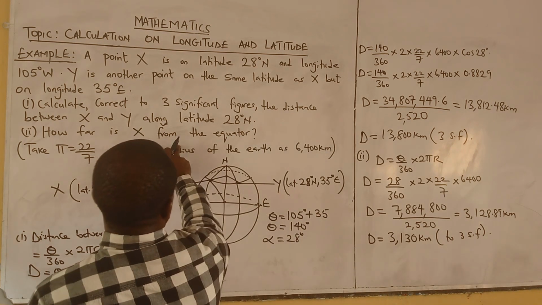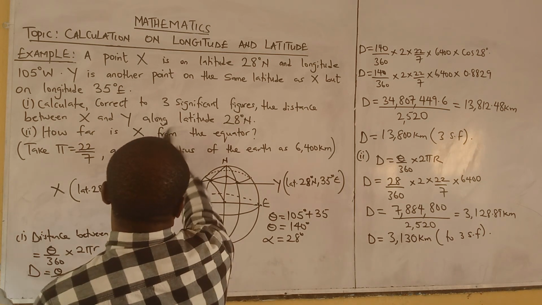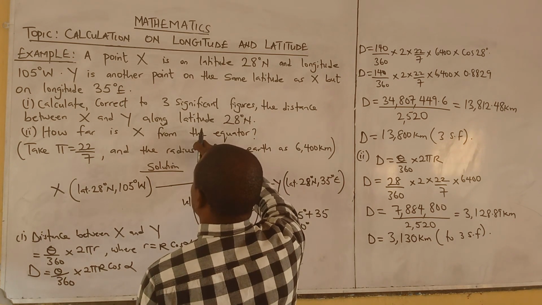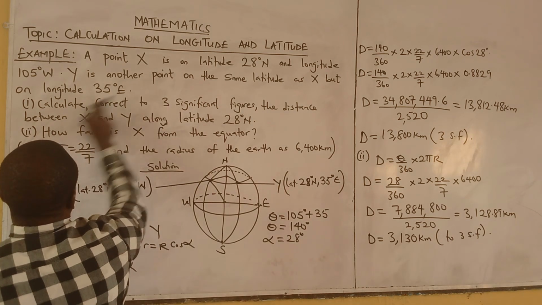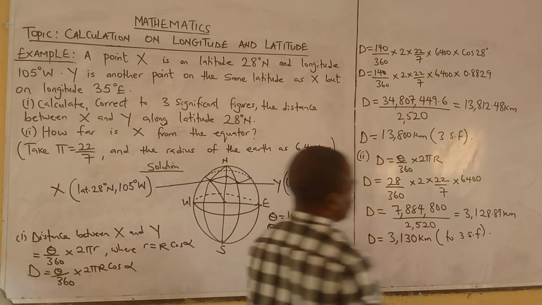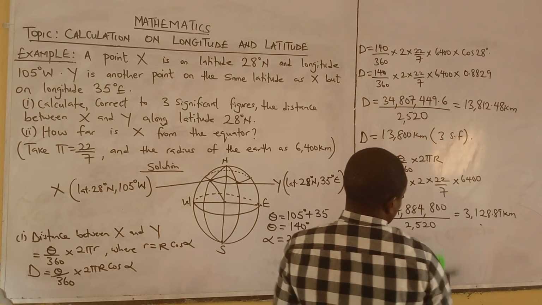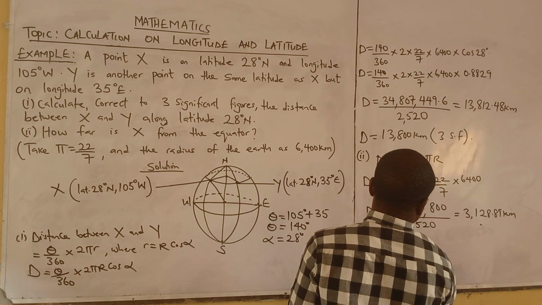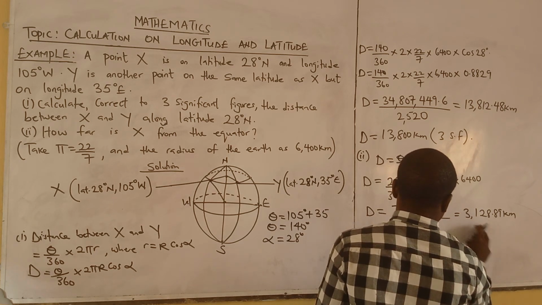But in this case, we were only asked to correct to 3 significant figure in the first question. The second question is not. We are not to convert to 3 significant figure in the second question. You notice that it says calculate correct to 3 significant figure in Roman figure 1. That means that here we just leave the answer the way it is. D equals 3,128.89 kilometers.